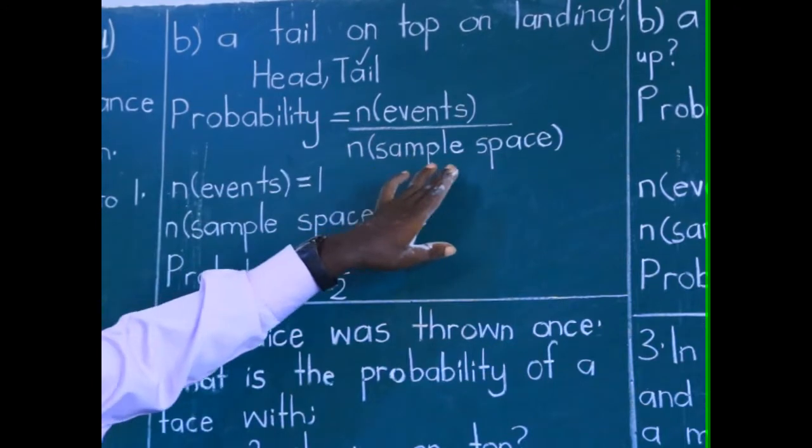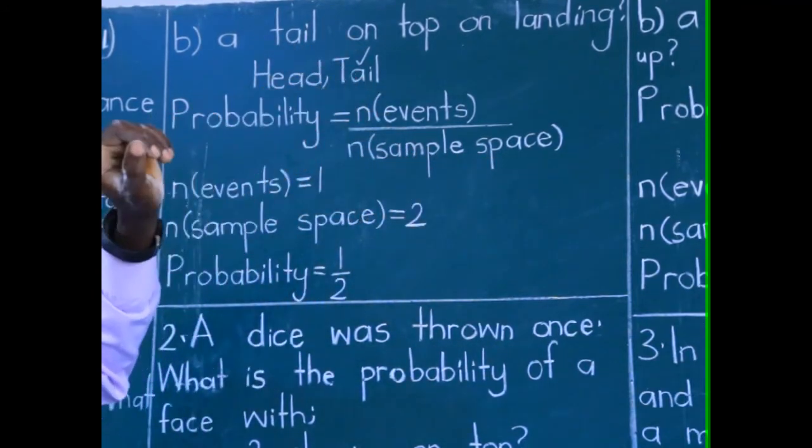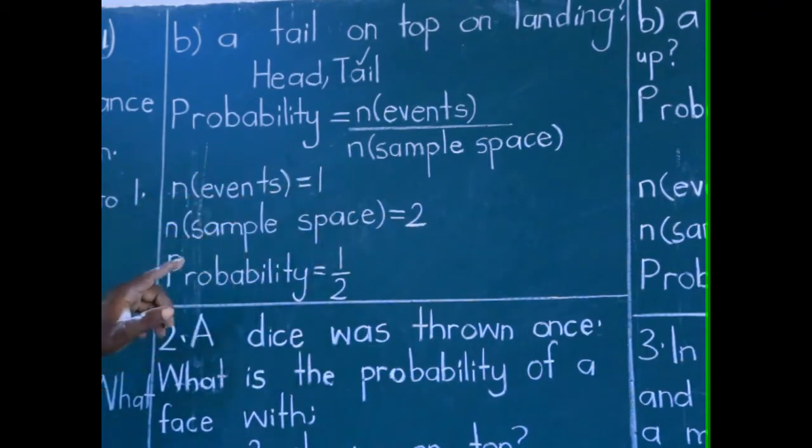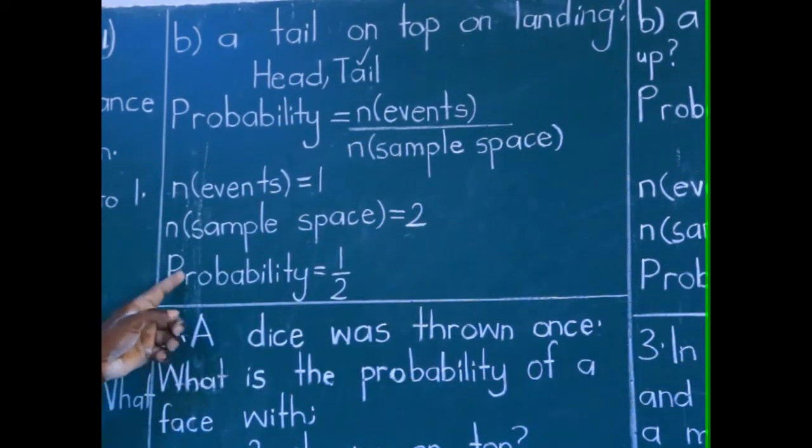Still, write head, tail. This time round, tick tail, because it is the one in question, and then say probability is equal to number of events out of number of sample space. How many have you ticked? It's only 1. The number of events is equal to 1. Then number of sample space equals 1, 2. You write here 2. Still probability is equal to a half. So for either of the two asked, whether head or tail, the answer will be a half.